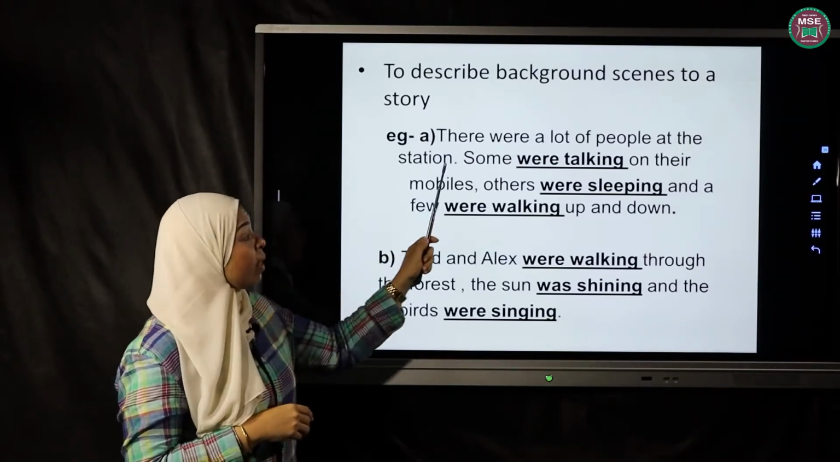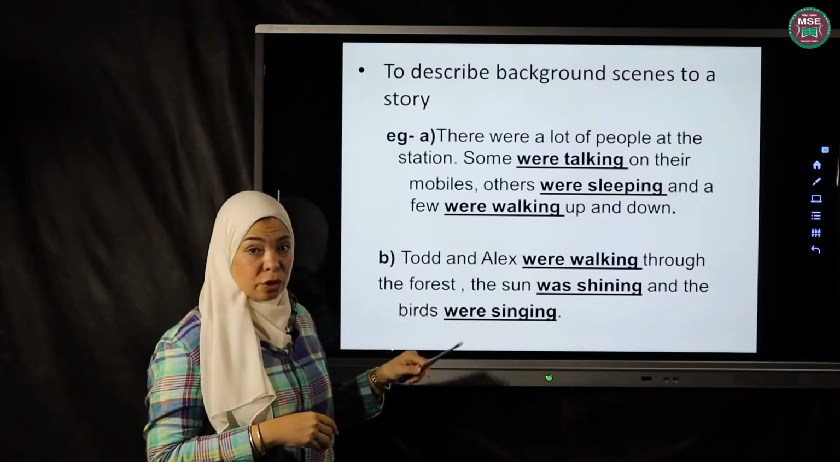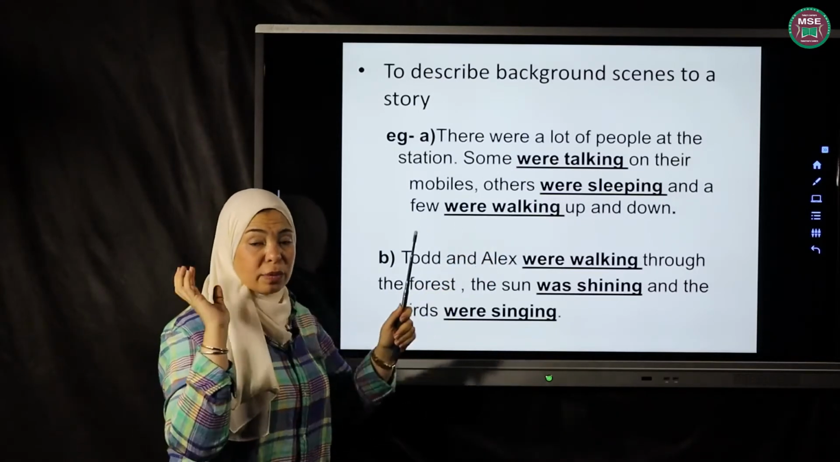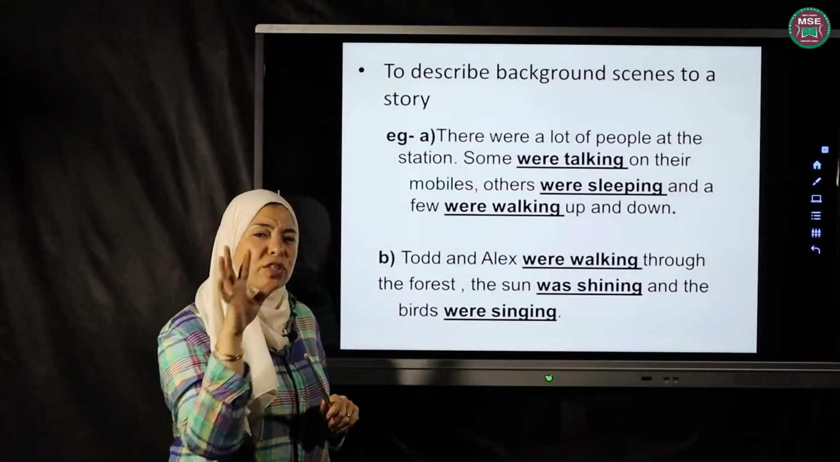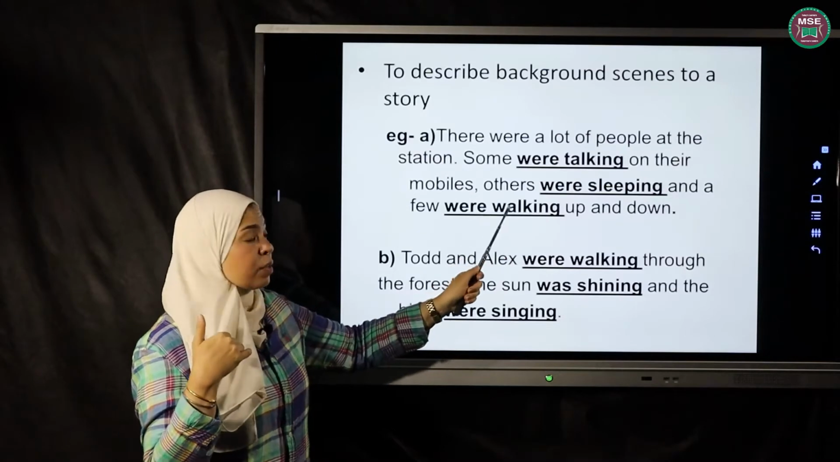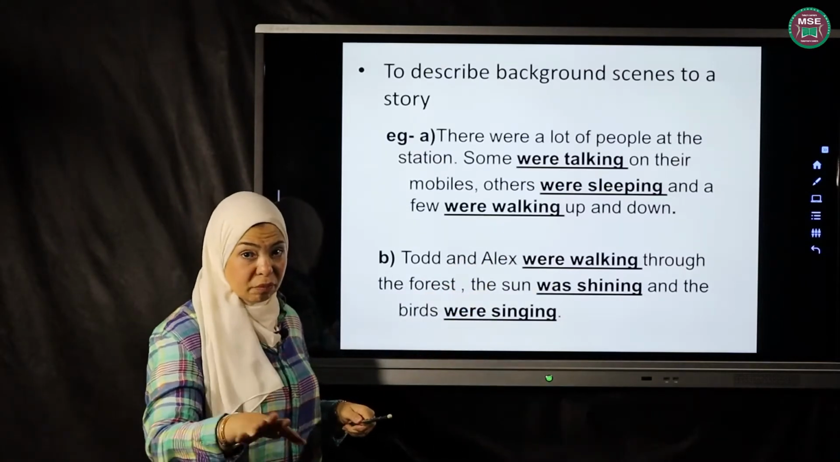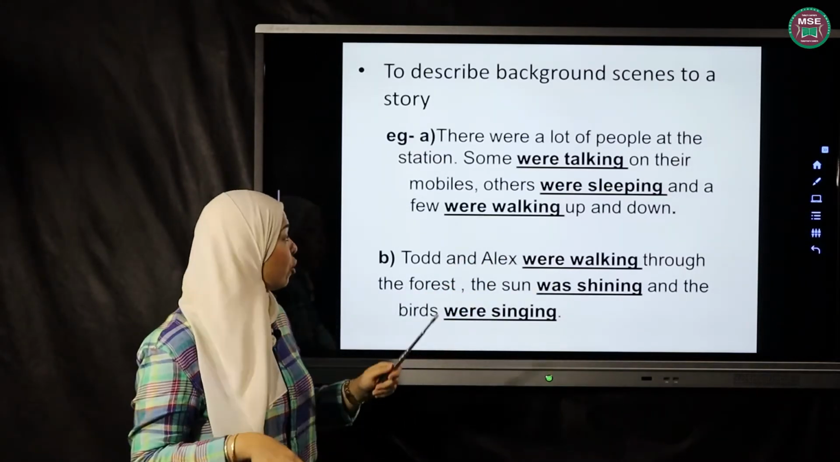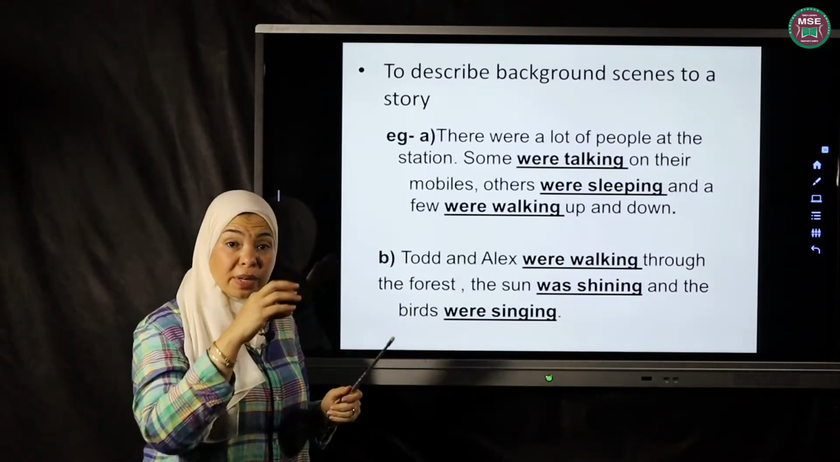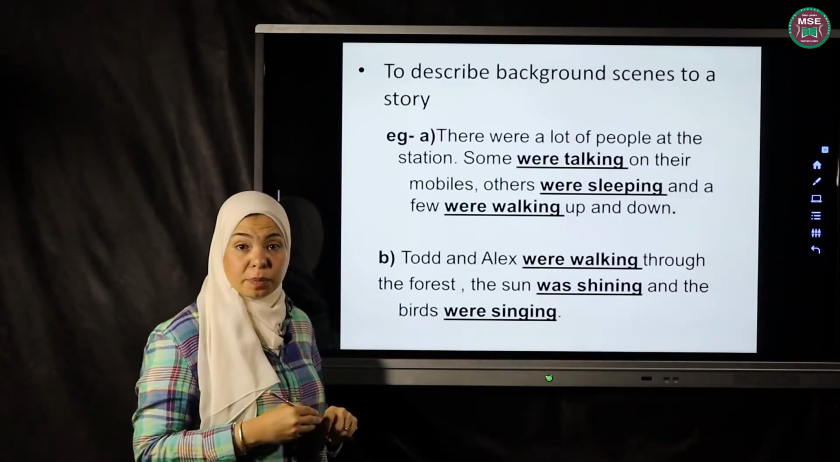Like this one. There were a lot of people at the station. Some were talking. Now I'm describing the scene for you just to imagine the scene. Some were talking on their mobiles. Others were sleeping on the station. Few were walking up and down. I'm expressing this by using the past continuous.